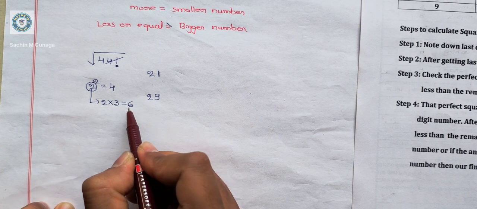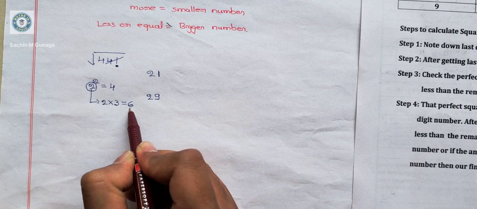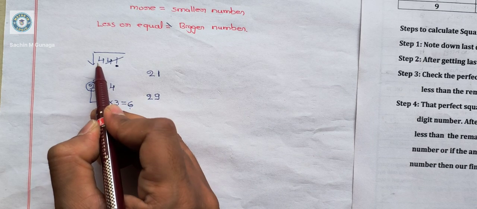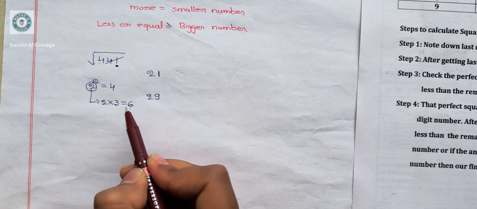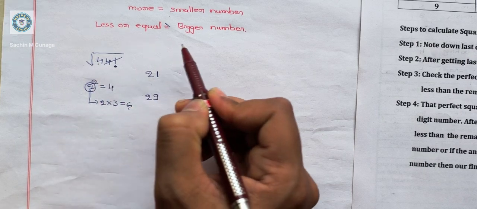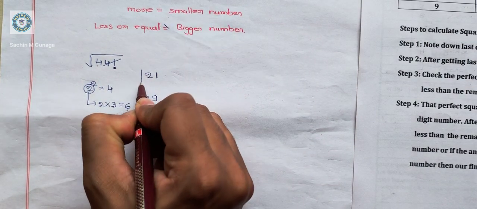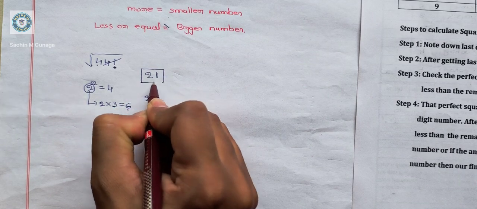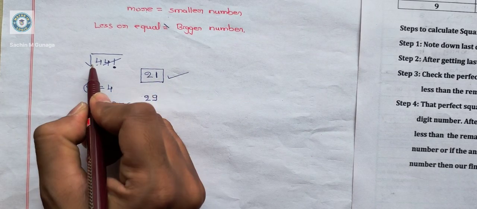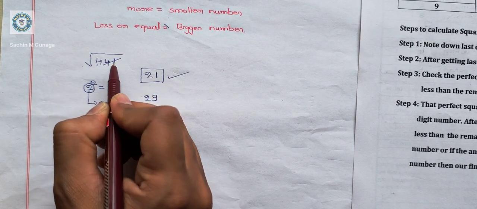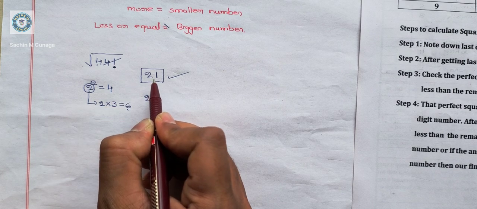6. Finally, if this 6 is more than this remaining number, that time what will be our final answer? The smaller number. So what is the smaller number? Is 21. Therefore remember, square root of 441, final answer is how much here? 21.